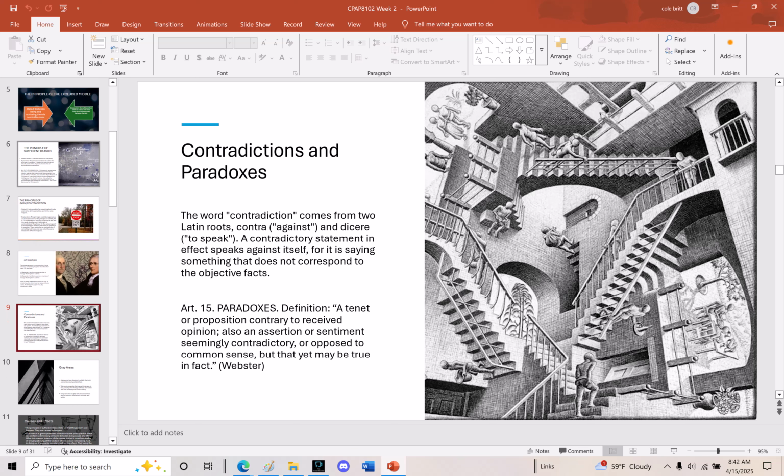The word contradiction comes from two Latin roots, contra, meaning against, and dicere, meaning to speak. A contradictory statement, in effect, speaks against itself before it is saying something that does not correspond to the objective facts. It does not correspond to reality.